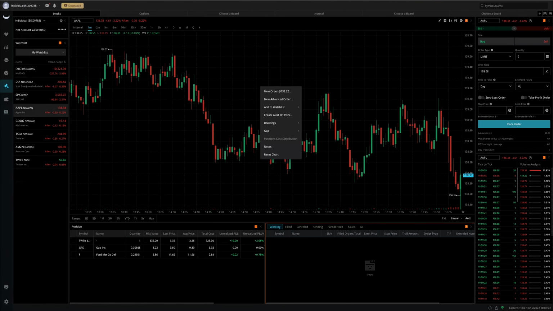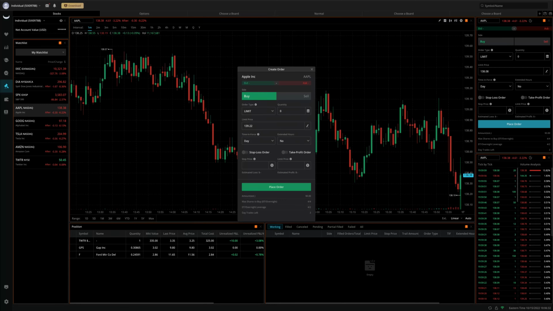However, there is another way to place an order, which is by right-clicking inside the chart. There you will have the option to place a new order or a new advance order. Clicking new order, you will have a new pop-up trading window on your screen. Following the same steps that we did before, you can place an order.